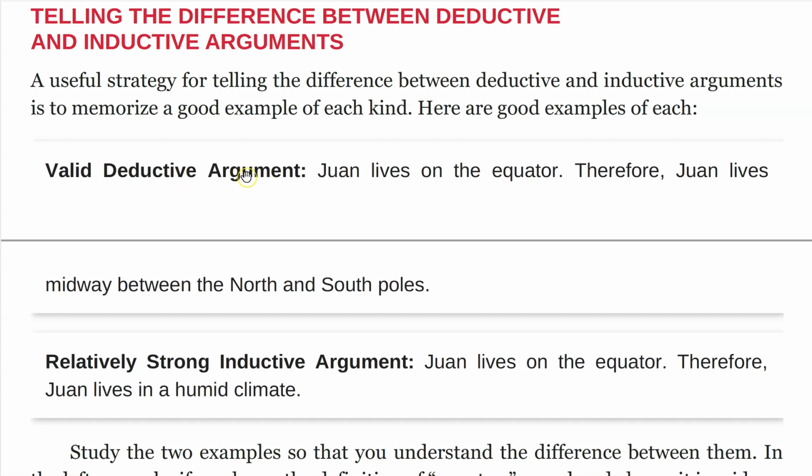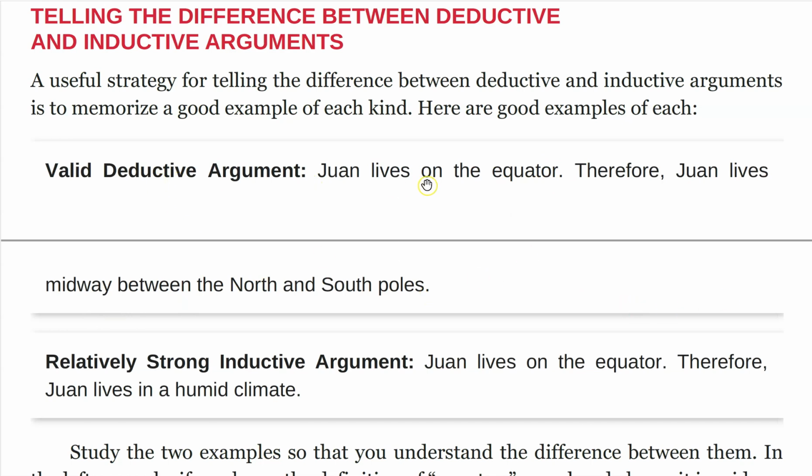Our valid deductive argument is Juan lives on the equator, therefore Juan lives midway between the North and South poles. You'll notice that this is definitional. That's the definition of the equator, midway between the North and South poles. It doesn't really tell us anything interesting. It just tells us what the definition of the equator is, which is midway between the North and South poles.